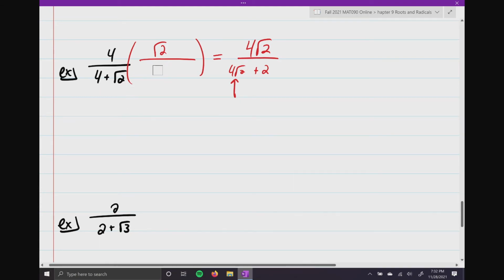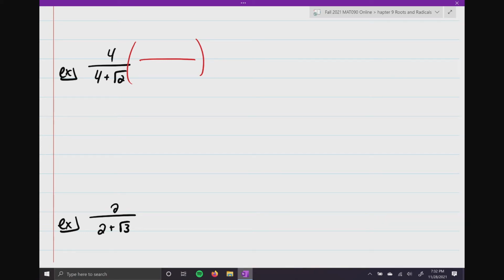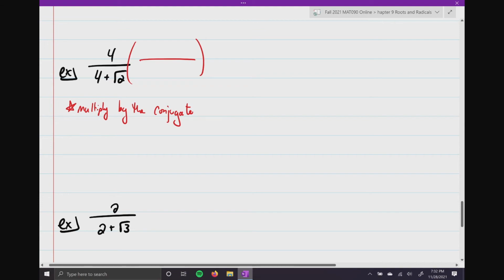It didn't work because we still got a radical in that denominator. We don't want that. Now, there is something that we've learned. We've seen it multiple times throughout the semester, and we even gave it a name. What we're going to do is multiply by that conjugate. So instead of it being 4 plus the square root of 2, we're going to write 4 minus the square root of 2.